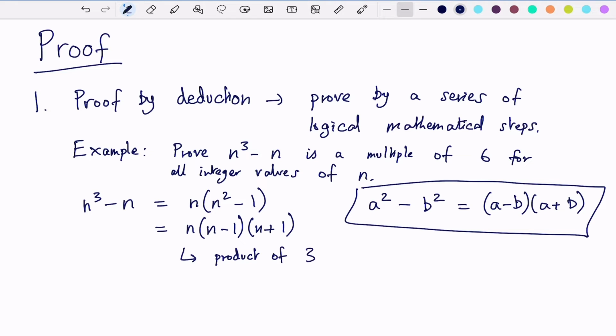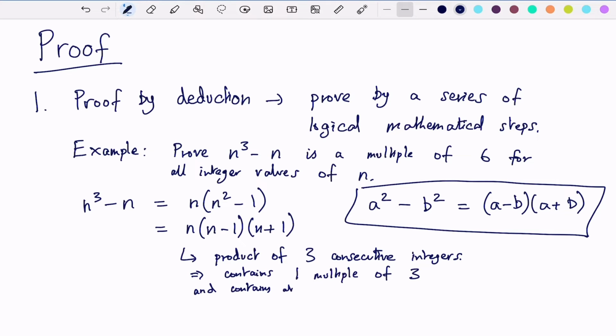So now if we take a look at what we've got, n times n minus 1 times n plus 1. We can spot that's the product of 3 consecutive integers. So if it's the product of 3 consecutive integers, it must contain one multiple of 3, and it must also contain at least one even number. So we know straight away that we've got factors of both 2 and 3 within this expression. And that therefore means that we've got our multiple of 6. And as long as we write our argument down nice and clearly, that's job done.